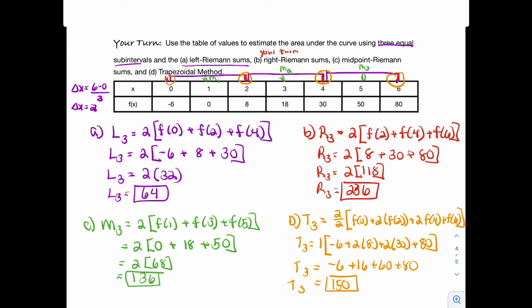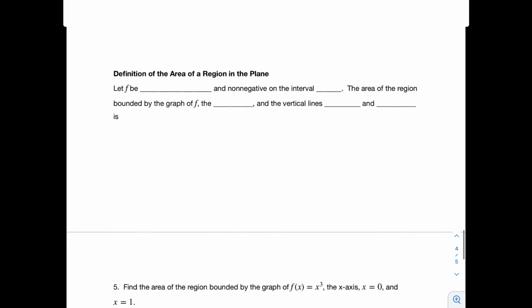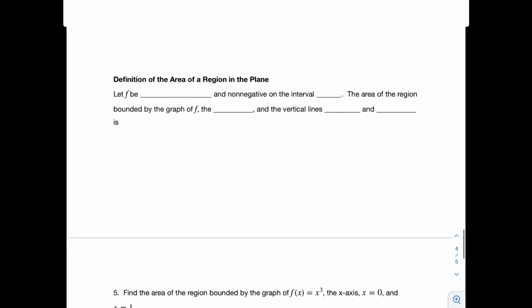Now that we know how to approximate area with these 3 methods, next thing we're going to look at is how to define the area of a region under the curve, to find the exact area. Now the condition that needs to be met to do this is that the function must be continuous and non-negative on that interval from A to B that we're looking at. And the area of the region bounded by the graph of the function, the x-axis, and the vertical lines x equals A and x equals B is found by the following formula.